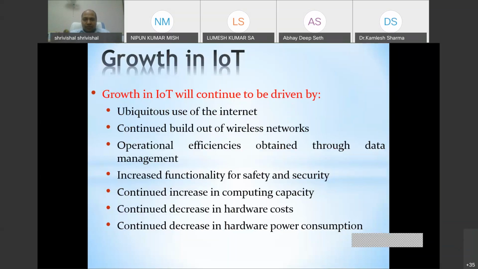Here you can observe it. This is also based on the continued build out of wireless networks, operational efficiencies often through data management, increased functionality for safety and securities, and increase in computing capacity. A lot of cloud related services are present to us. From the hardware perspective, we see a lot of new advanced hardware coming.